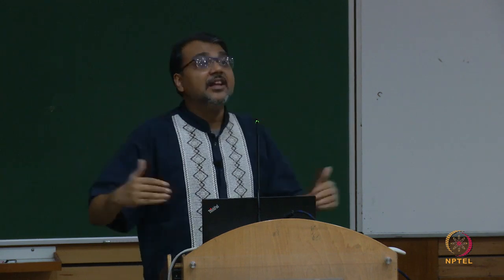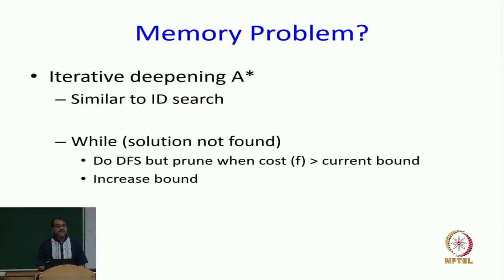Somebody raise their hands. You have an answer? Please raise it. What is your name? Shreya. Max f value, right, because I am expanding nodes intuitively in f order. Let me expand all nodes up to a certain max f value and then increase the bound, and that is exactly what is called the iterative deepening A star algorithm.